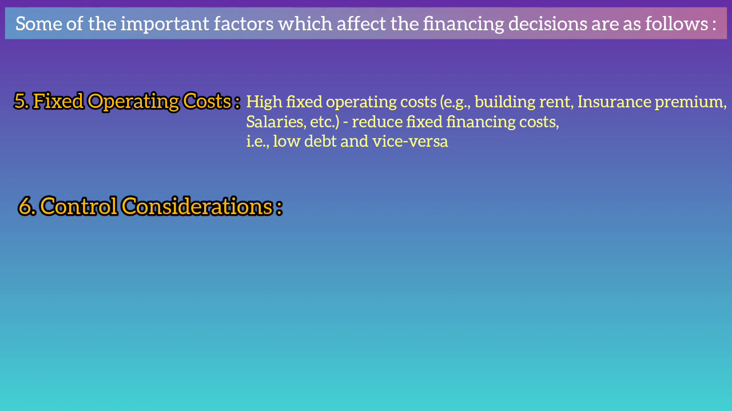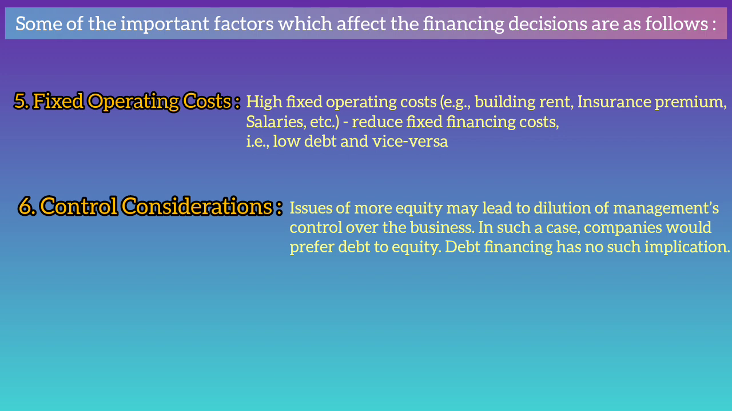Sixth point are control considerations. Issue of more equity may lead to dilution of management's control over the business, which means that with the issue of more shares, the company faces reduction in the percentage of existing shareholders' ownership in a company. In such a case, companies would prefer debt to equity. However, with debt financing, there is no such implication.